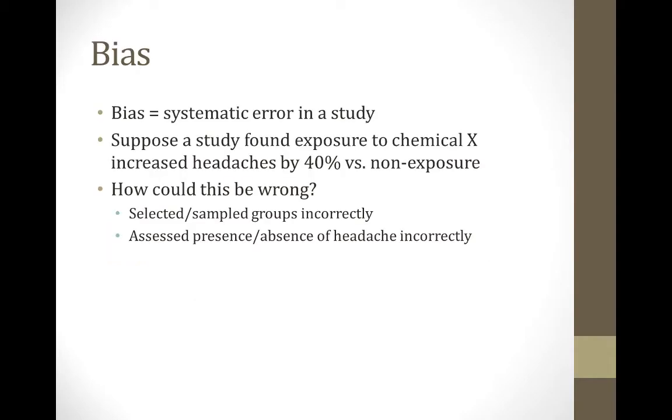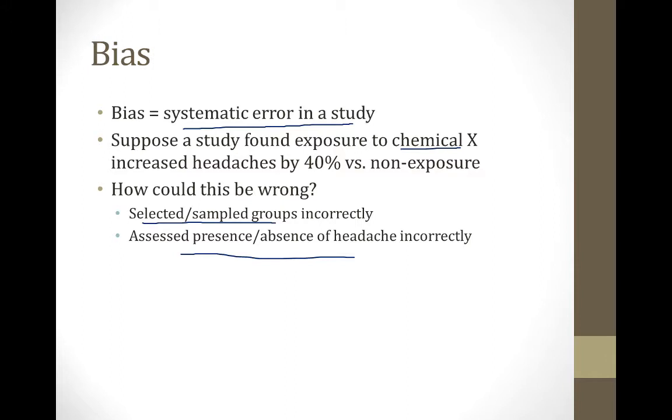Bias is something that happens in epidemiology studies or clinical trials when there's some systematic error in the study and in its findings. So suppose, for example, that a study found exposure to chemical X increased headaches by 40% versus non-exposures. Let's think about some of the ways this result could be wrong. Maybe we selected or sampled the groups incorrectly, so the people that we thought were exposed weren't really exposed. Or maybe we assessed the presence or absence of headache incorrectly, so the people that we said did have a headache didn't really have a headache.